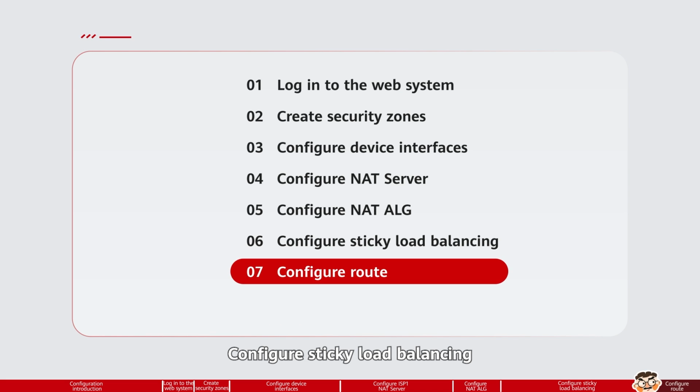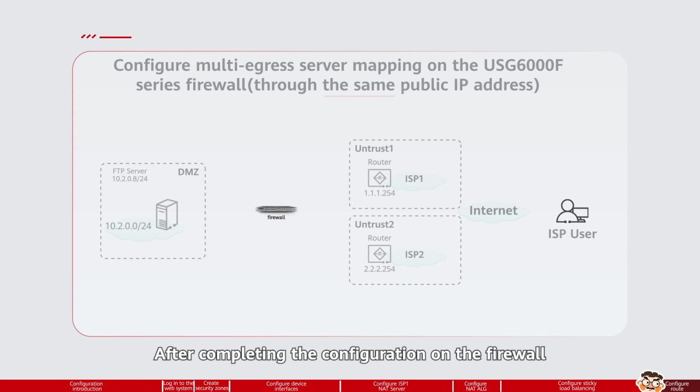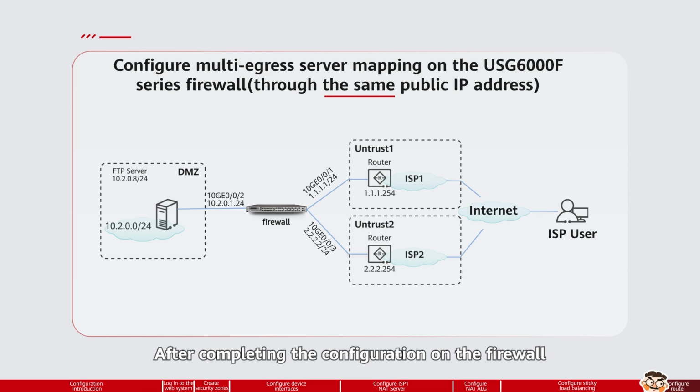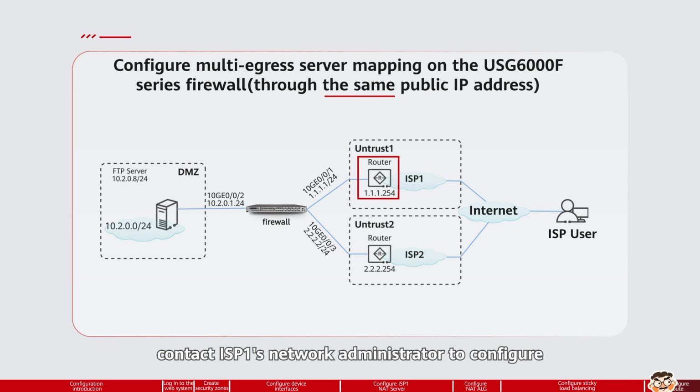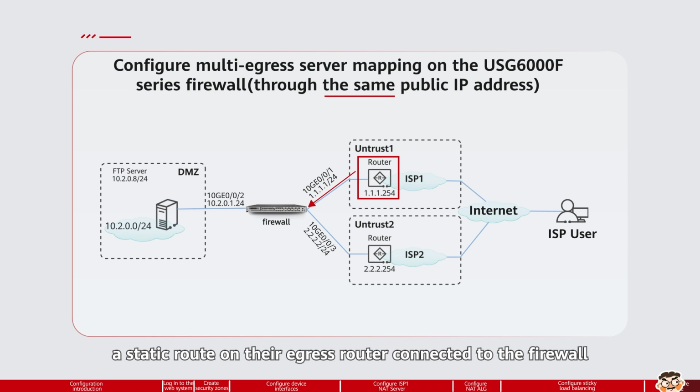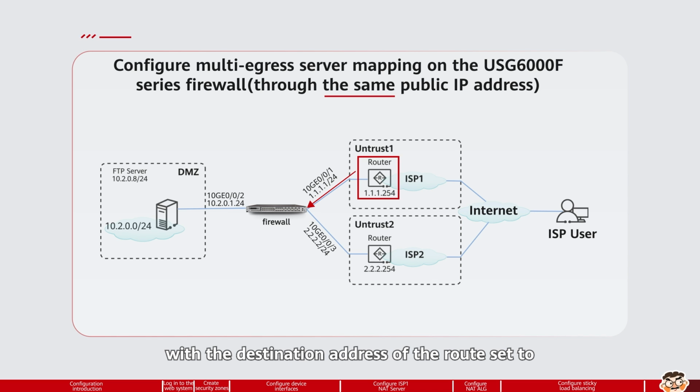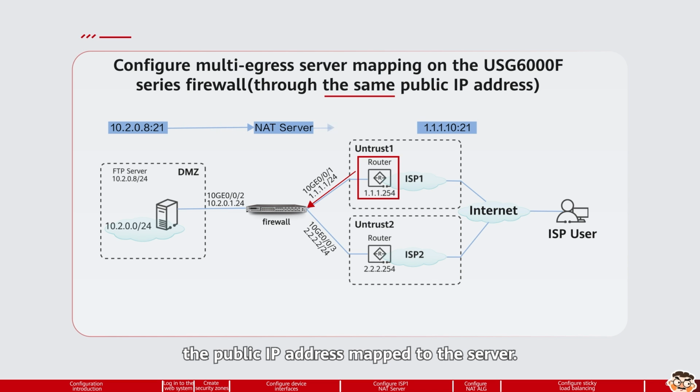After completing the configuration on the firewall, contact ISP1's network administrator to configure a static route on their egress router connected to the firewall, with the destination address of the route set to the public IP address mapped to the server. In this way, the traffic destined for the intranet server can reach the firewall.